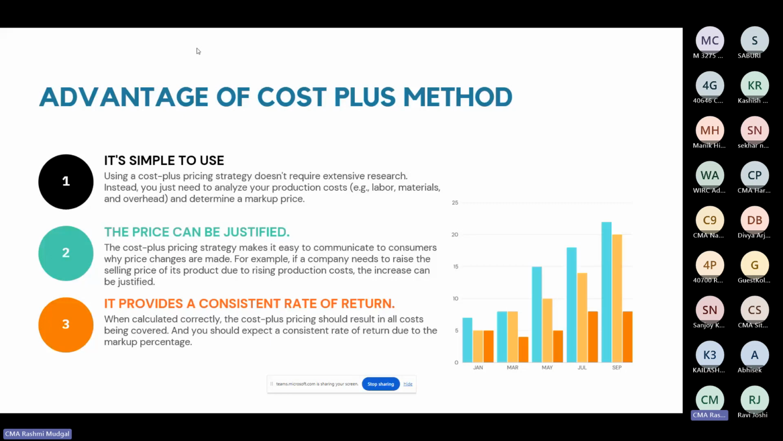So we actually know what our cost is, and we are going to get a profit over this. So we are always going to cover our cost. This means we are never going to be in a loss. When calculated correctly, cost plus pricing should result in all costs being covered, and you should expect a consistent rate of return due to the markup percentage.